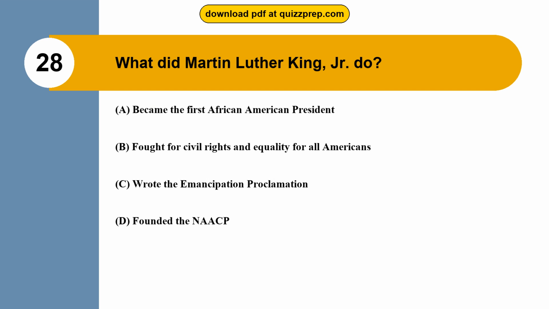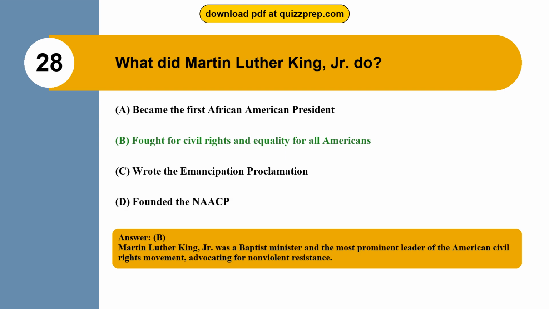Question 28. What did Martin Luther King, Jr. do? Option A. Became the first African American president. Option B. Fought for civil rights and equality for all Americans. Option C. Wrote the Emancipation Proclamation. Option D. Founded the NAACP. The correct answer is option B. Fought for civil rights and equality for all Americans. Martin Luther King, Jr. was a Baptist minister and the most prominent leader of the American civil rights movement, advocating for nonviolent resistance.